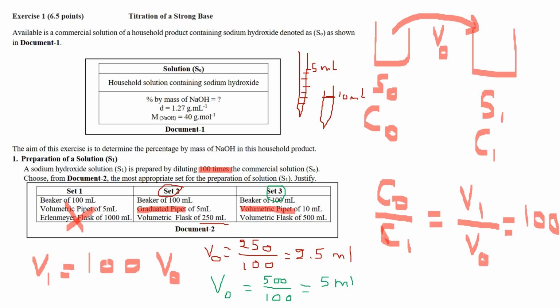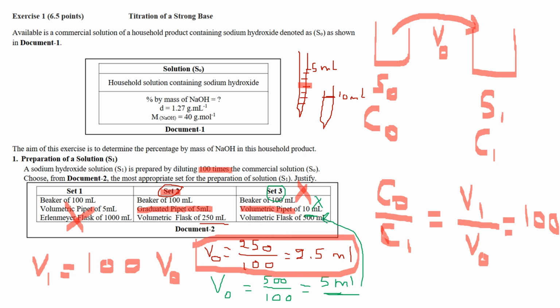So, in case of set 3, V0 should be equal to 5 milliliters, but the problem is that we don't have a pipette of 5 milliliters. We have a pipette of 10 milliliters, and it's a volumetric pipette, so we can't use it to take out 5 milliliters. So set 3 for sure cannot be used. The one that can be used is set 2 because we have a graduated pipette of 5 milliliters, and we can easily use this pipette to get a V0 of 2.5 milliliters.